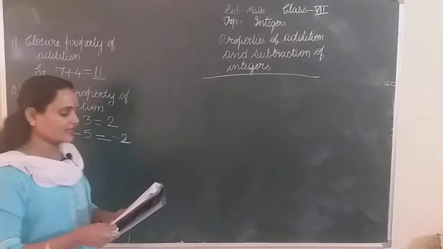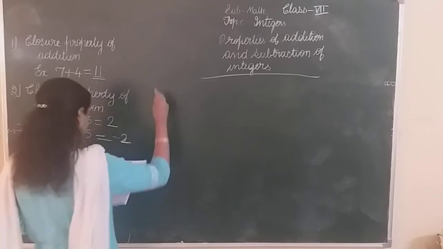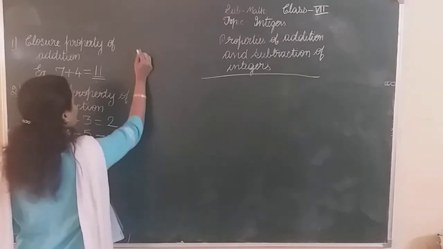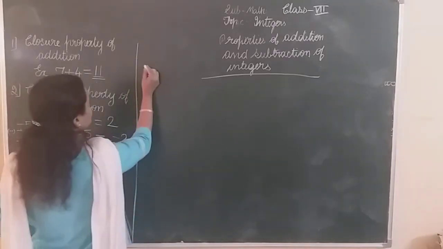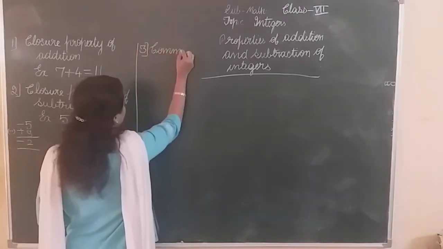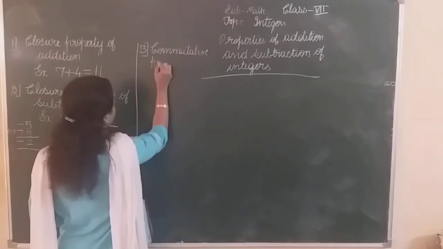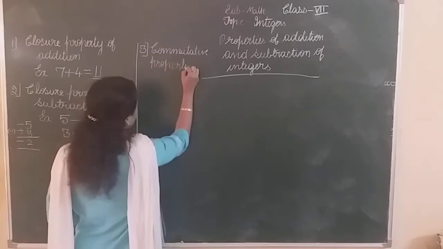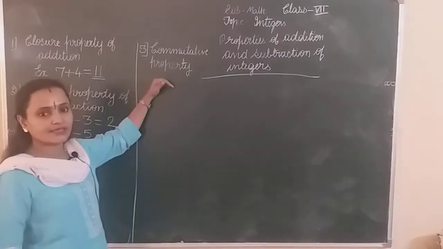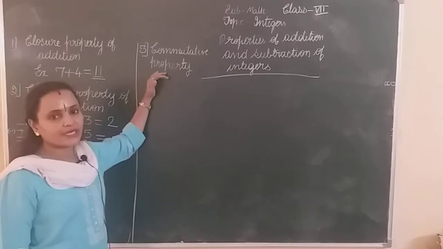Now we will move on to the third property, commutative property. This commutative property is a property only for addition. For subtraction it is not true. So it is the commutative property of addition.